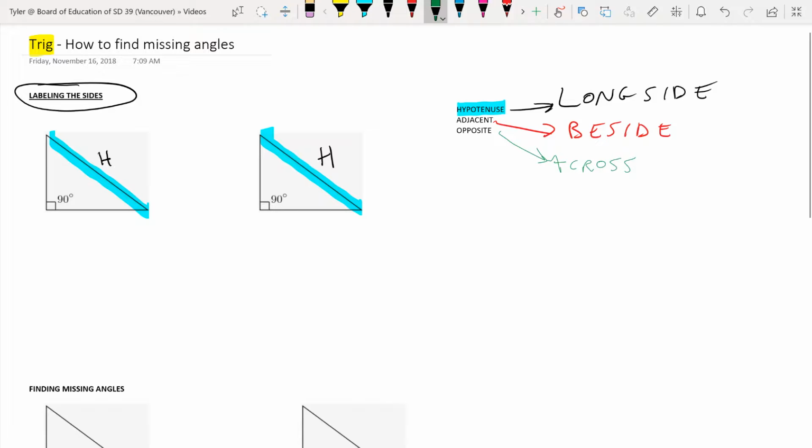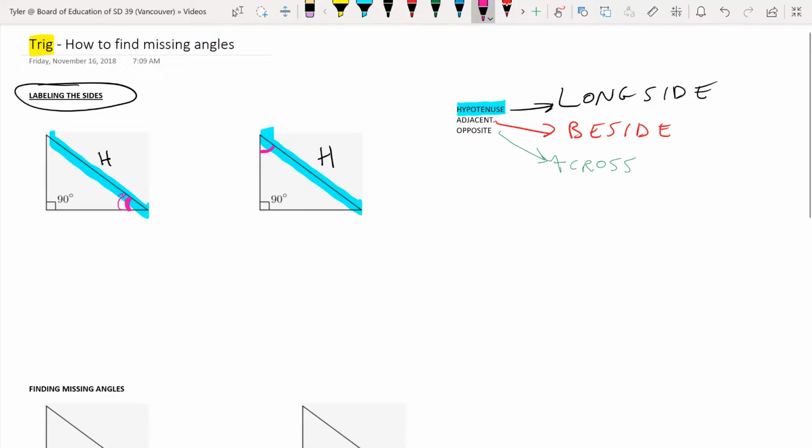So the way we're going to label the adjacent and the opposite side is we need to figure out which angle we're looking at. So let's say for this triangle, we're looking at this angle right here. That's the angle I want to find. I want to find out how many degrees it is to go from here to here on a protractor. And in this triangle, we'll do this angle to make it different.